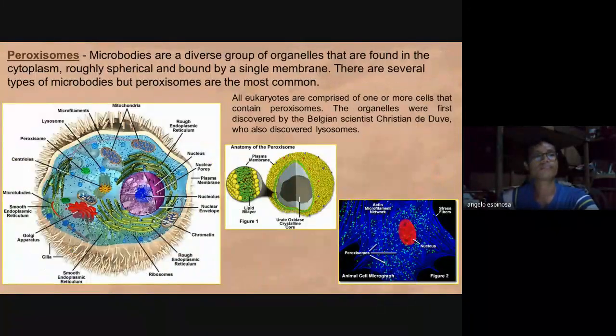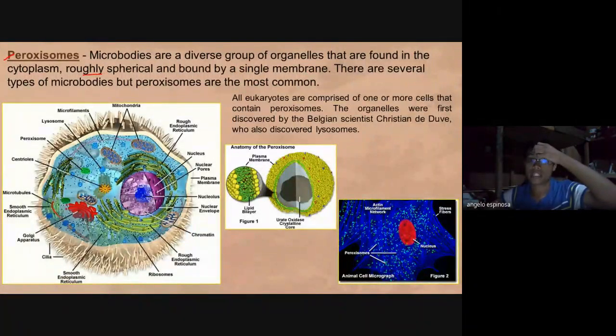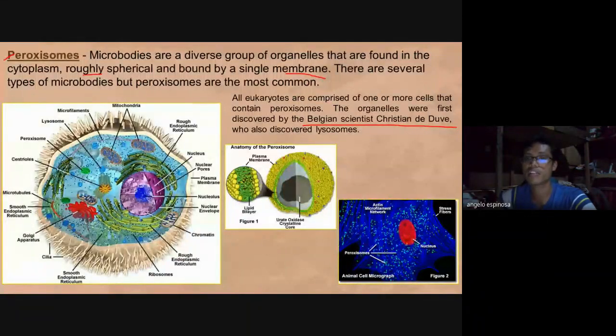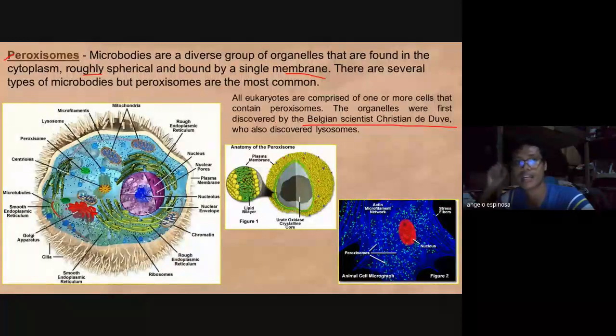Cytosolic. Peroxisomes. Microbodies are a diverse group of organelles that are found in the cytoplasm, roughly spherical and bound in a single membrane. There are several types of microbodies, but peroxisomes are most common. All the eukaryotes are comprised of one or more cells that contain peroxisomes, and the organelles were first discovered by a Belgian scientist known as Christian de Duve, a half German, who also discovered lysosomes. Siya din ang naka-discover ng lysosomes.